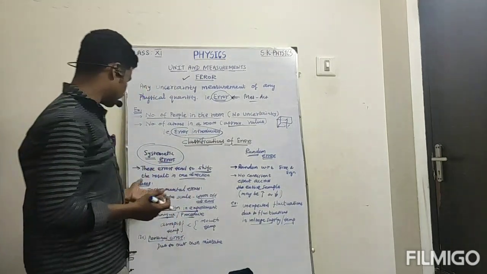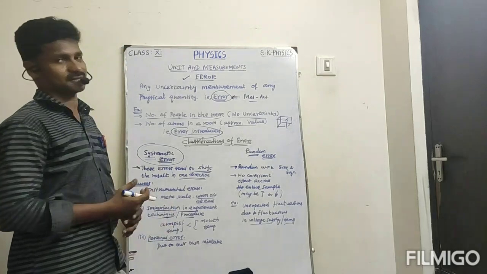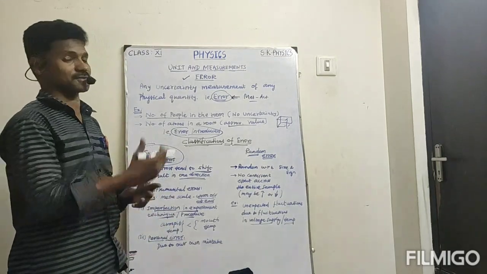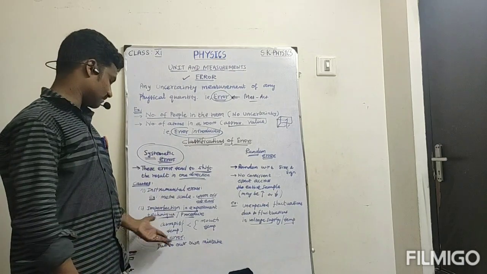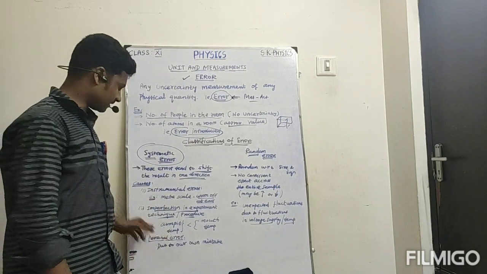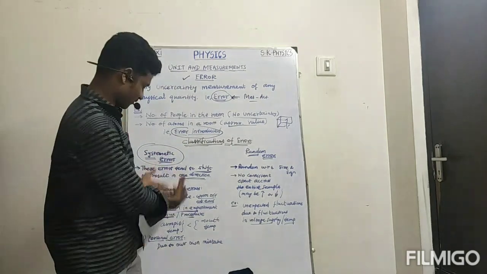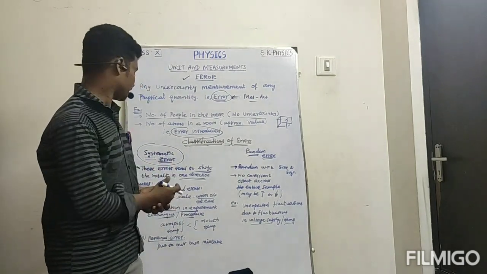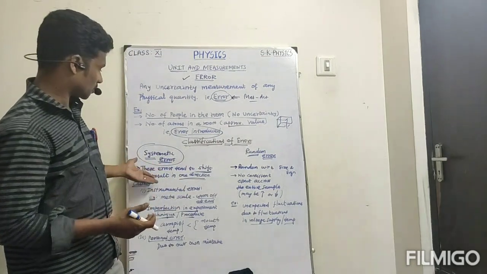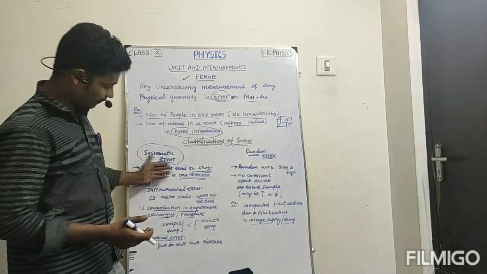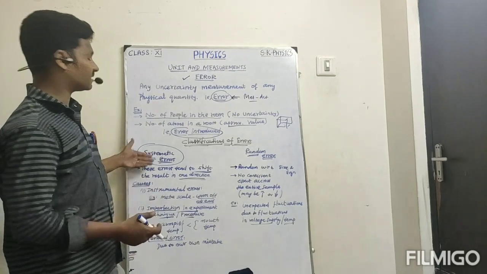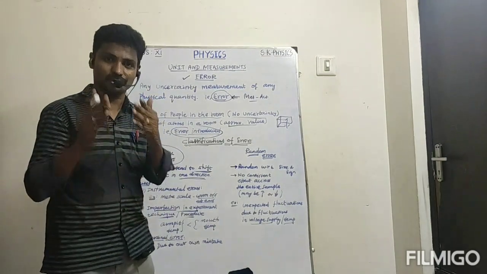So instrument error, imperfection, irregular procedure, and personal error. This kind of causes produce the systematic error. Okay, even if we follow this kind of thing, right, now you should know that if you made this kind of error, it is related with the systematic error.